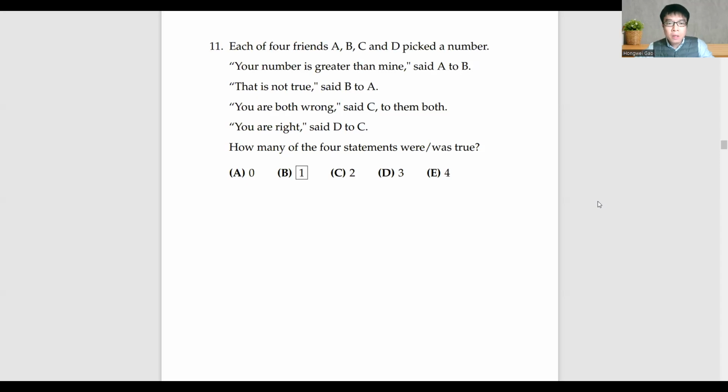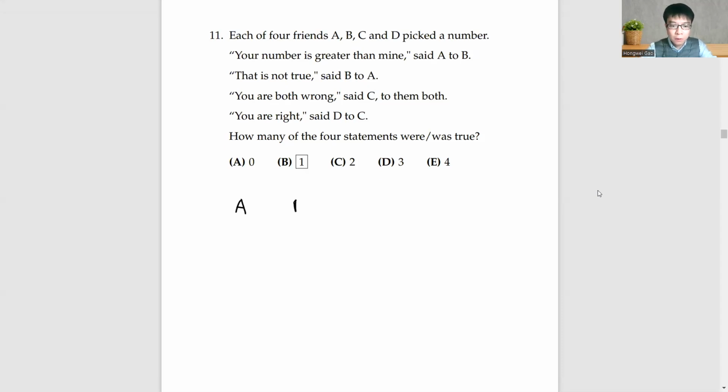Question 11. Each of 4 friends, A, B, C, D, picks a number, and there are 4 statements. How many of the 4 statements were true? Let's check their statements. A said to B, your number is greater than mine. Okay, we don't know if it's true or false. Maybe true, maybe false.